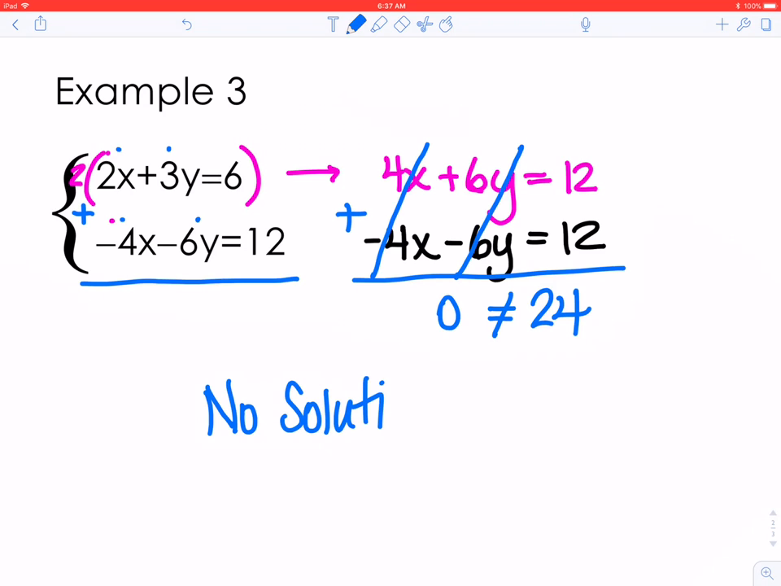These two lines are parallel. They have different y-intercepts, but the same slope. And so they're parallel. They're never, ever going to cross. They have no points in common because it's impossible to keep these two equations balanced. So no solution.